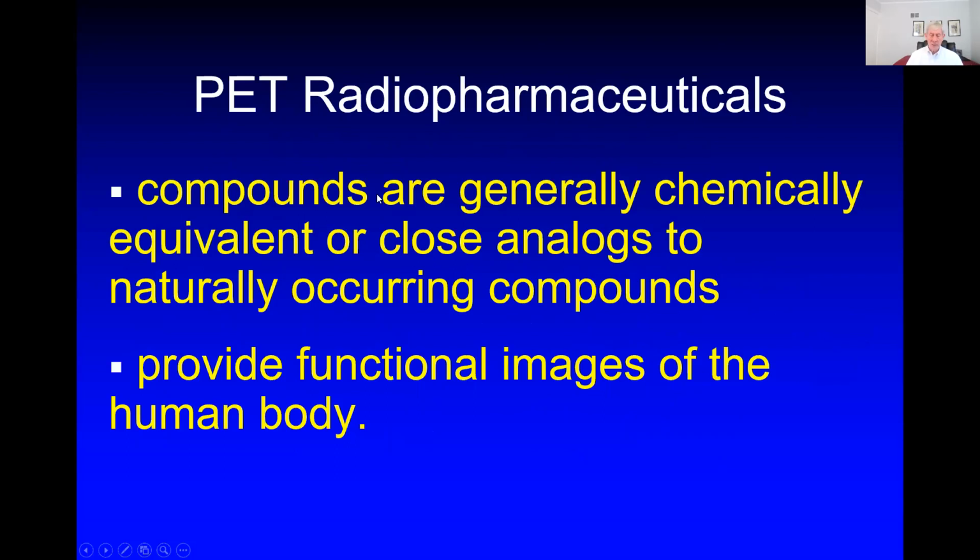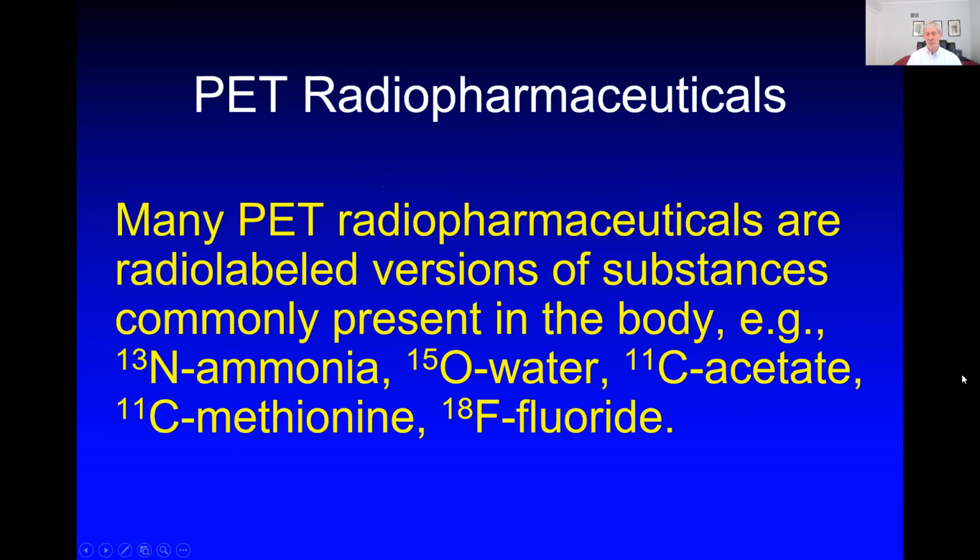For example, FDG is a very close analog of sugar. And so we are, of course, producing those functional images. Here are some of the molecules that have been investigated. Nitrogen-13 ammonia, that's a myocardial perfusion agent.